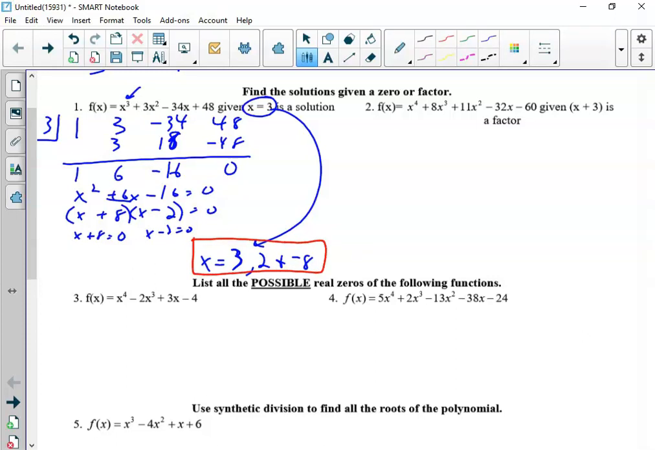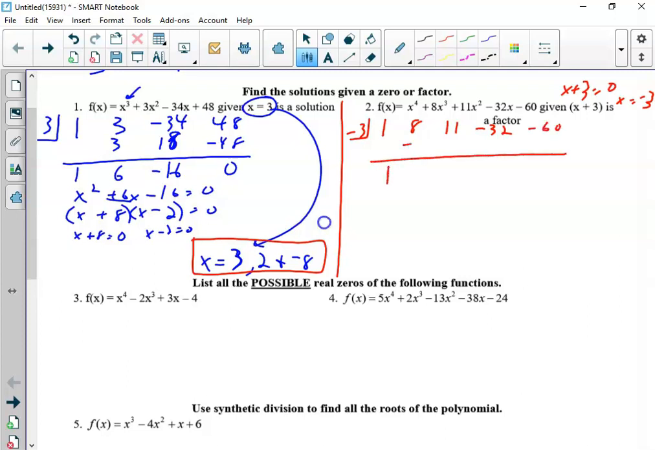Now, on to number 2. This time it tells us x plus 3. We set that equal to 0, and we get negative 3. That's the number that goes in the box. So we have quartic, we have our cubic, we have our quadratic, we have our linear, and we have our constant. No need for zeros again.